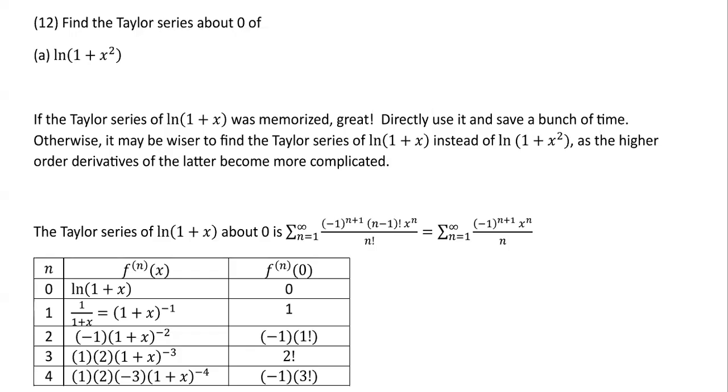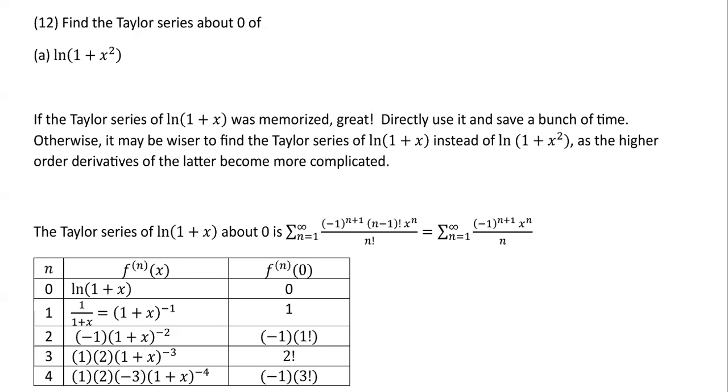Number 12 on this power series problem set given by a professor at Princeton University. These were past exam problems, supposedly. Okay, so number 12, we're going to do part A first in this video and then part B in another video. So we're asked to find a Taylor series about 0 of ln of 1 plus x squared.